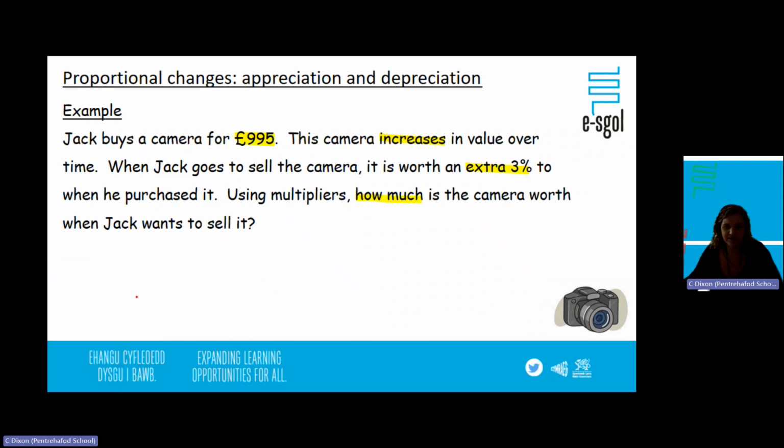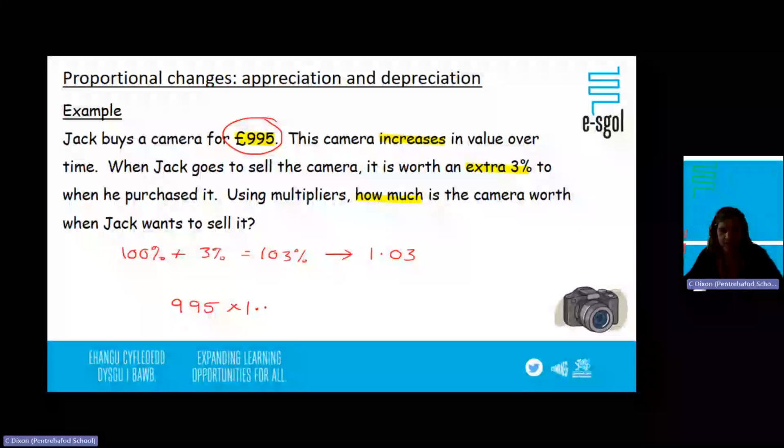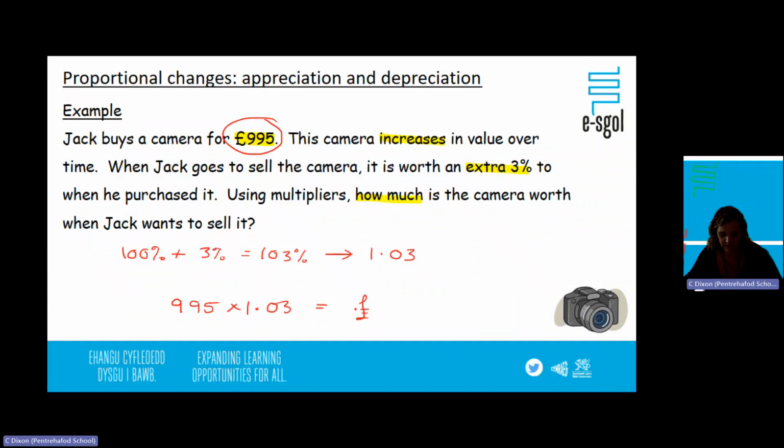Okay, so we're going to start by finding that multiplier. So 100% always the starting point. Because it's an increase, it's an add, and it's 3%. So that gives me 103% from what we started with. But you divide by 100 to get your multiplier. So 1.03. That is the number that we're going to multiply this 995 by. So 995 multiplied by 1.03. And without doing any other calculations, that will tell me how much the camera is worth. And it came out to be £1,024.85. Okay, so this method saves you a lot of time in an exam and it gets you straight to the answer.